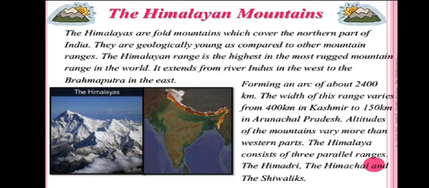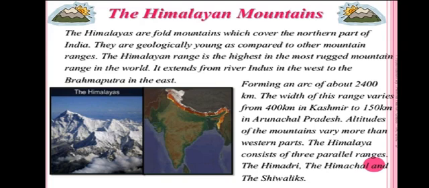Now after that we talk about the Himalayas, Himalayan Mountains. Himalayan mountains are the youngest mountain ranges in comparison to other mountain ranges, and it has the highest number of peaks in the world. It forms an arc, you can see on the map also, of about 2,400 kilometer long and 400 kilometer in width. In Kashmir it is 400 kilometer in width, whereas in Arunachal Pradesh it is 150 kilometer in width.